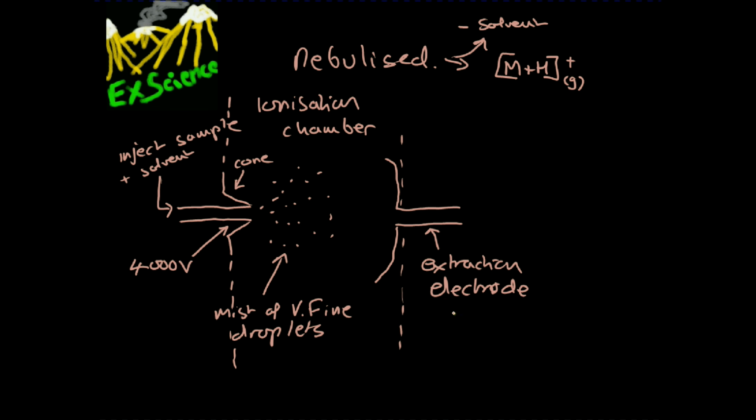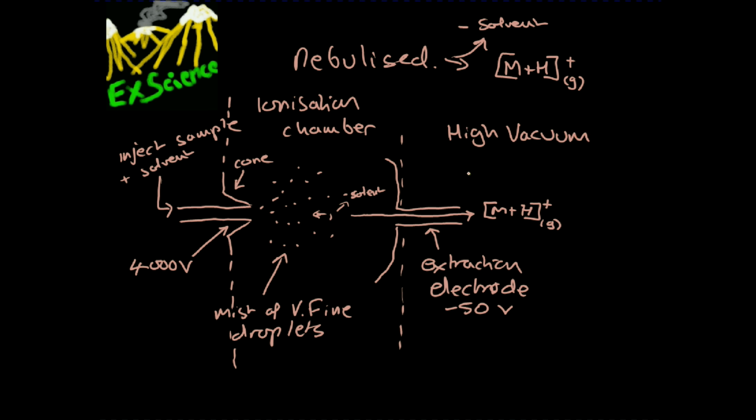So for positive ion mass spectrometry, this would be held at roughly minus 50 volts. Some of these particles lose their solvent as it evaporates away, leading to the ions of interest, and some of these pass through here into the high vacuum area of the spectrometer.